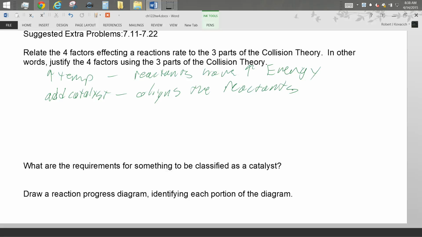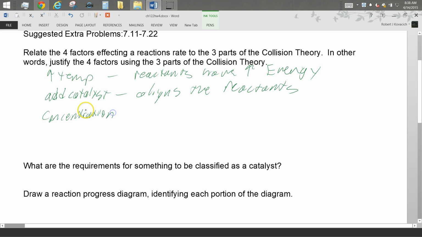Okay. Got two more. Concentration. Okay. Of the reaction. Of the reactants. So if I increase the concentration, what are they more likely to do? They're just simply more likely to collide.